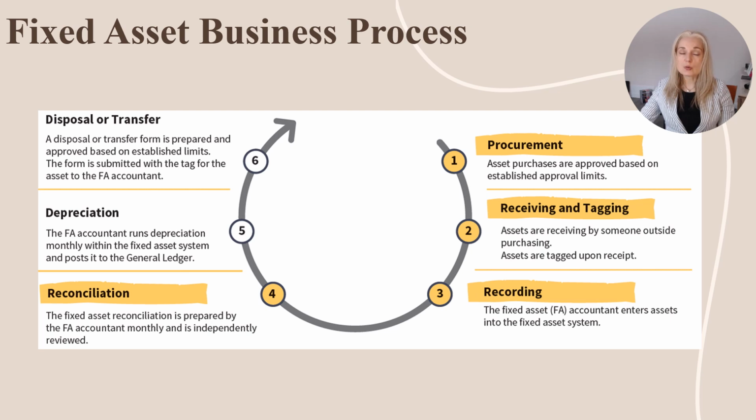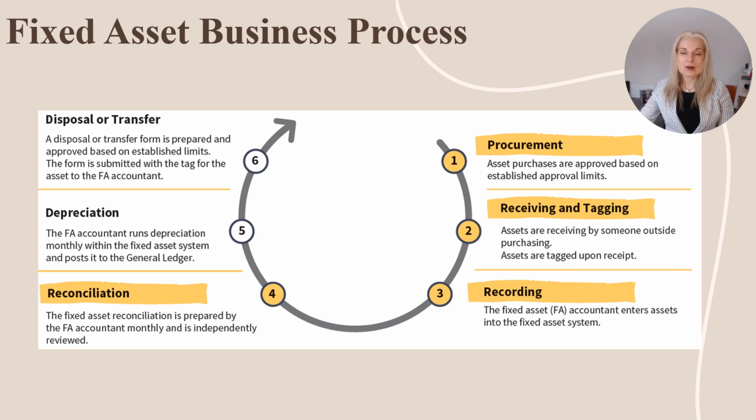Once you get those assets, you have receiving and tagging. So the assets are received by someone outside of purchasing. As we talked about with inventory, you usually want a separate receiving department. You would like to have lots and lots of controls. And one of those controls is tagging the assets once you receive them so that they are identifiable and you have a record that they are within your company.